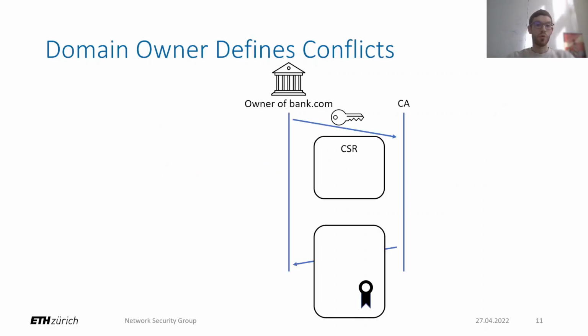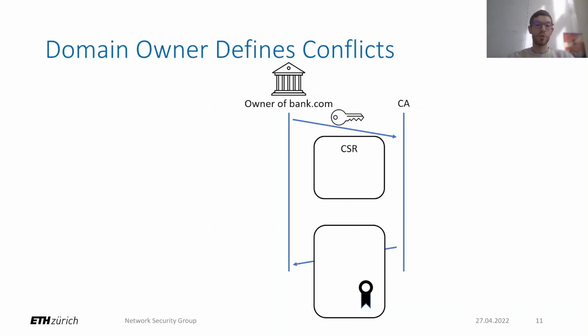The next problem of Web PKI that we address is that domain owners have little control over which certificates are issued for their domain. We argue that conflicts must be defined by the domain owner itself. It is the only entity that knows which security policies are reasonable for the domain. In F-PKI, this is solved by letting the domain owner specify a policy which restricts which certificates are allowed to be issued for his domain.